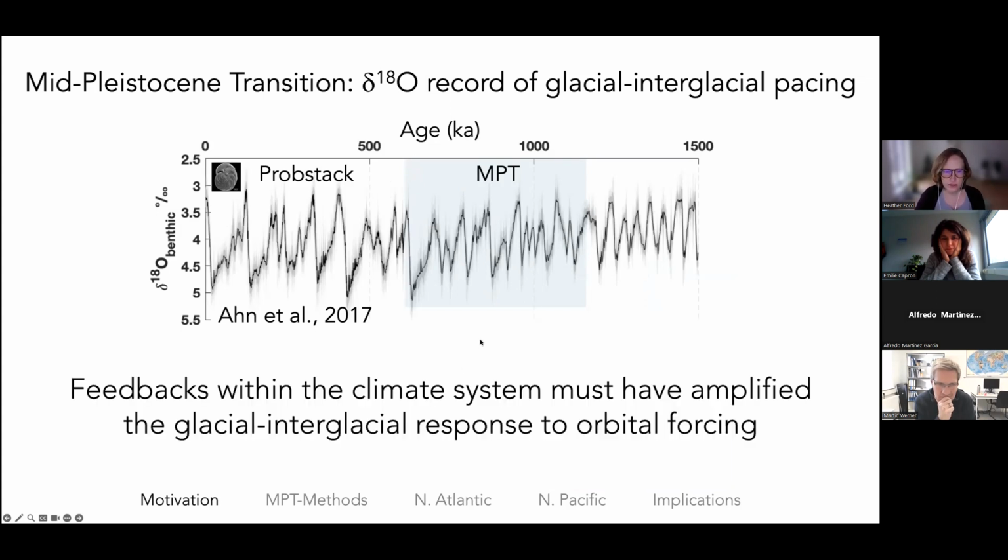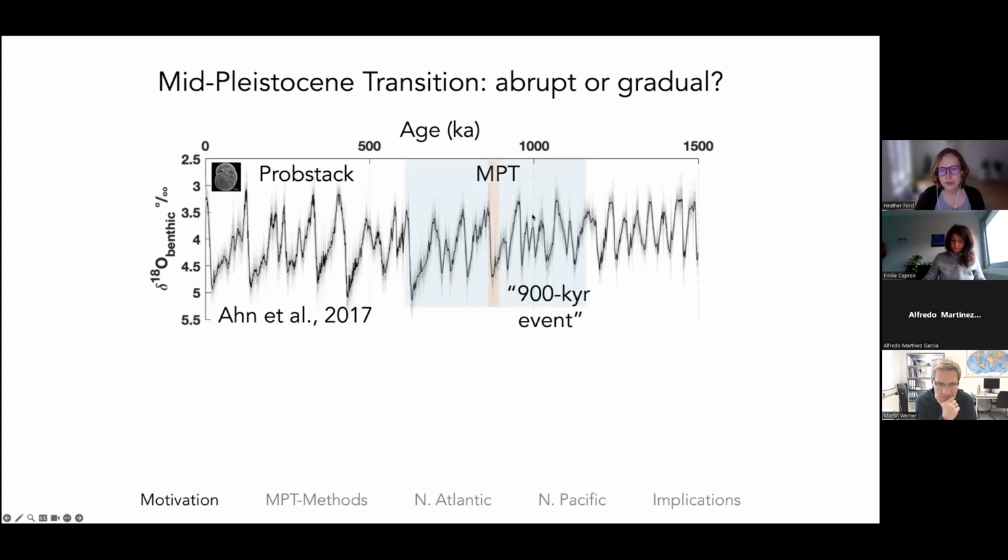And one of the things that we know is that because the amount of incoming orbital forcing didn't change, there must have been feedbacks within the climate system that amplified the glacial interglacial response to the incoming orbital solar insolation. There's one thing that I want to point out, which is this 900 kiloyear event that seems to be important during the mid-Pleistocene transition as well.